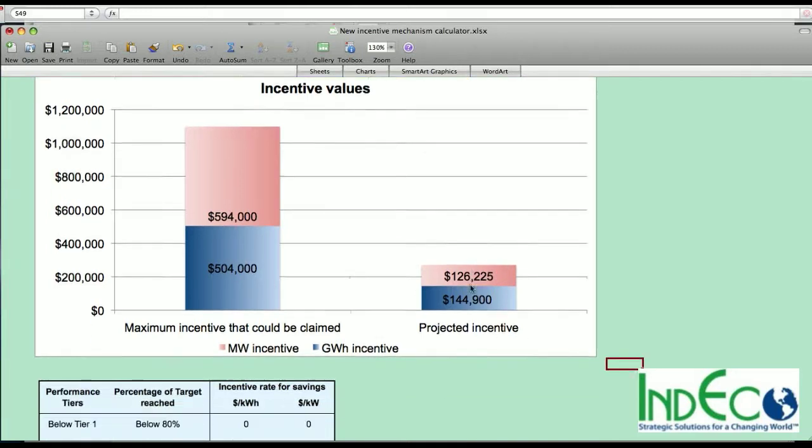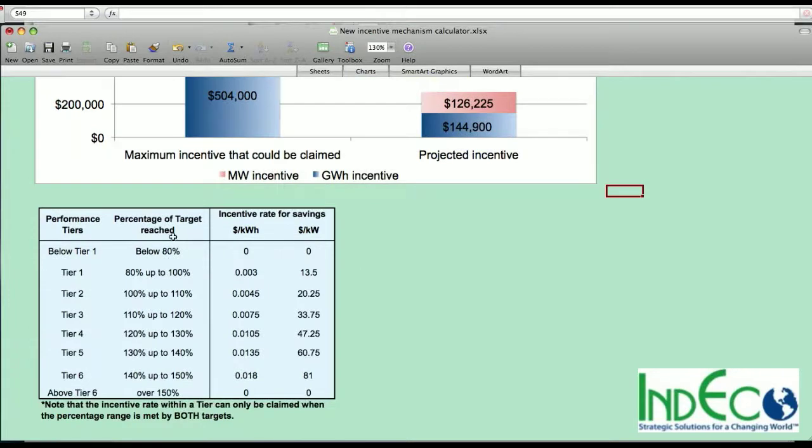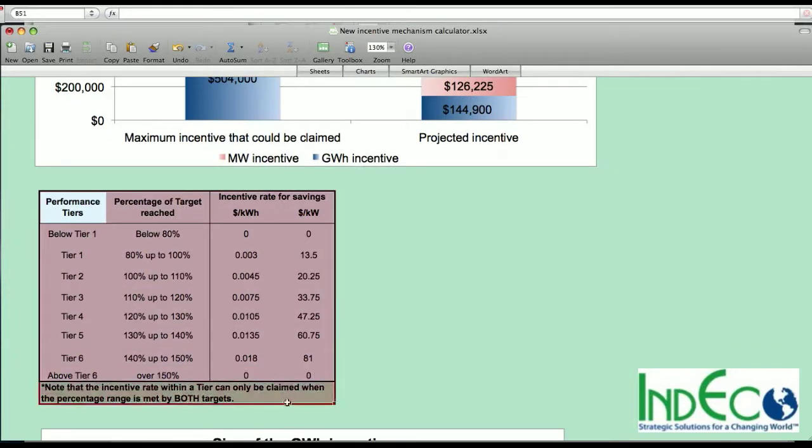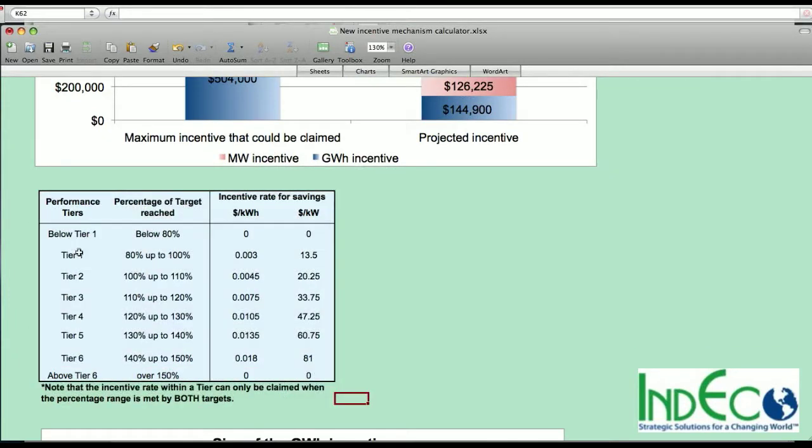The table below the first figure gives the incentive rates that exist for each tier of the six-tiered incentive mechanism. Note that no incentive is awarded to an LDC for any kilowatt hour or kilowatt saved below 80% of the respective targets. Similarly, no incentive is awarded for any savings above 150% of either target.